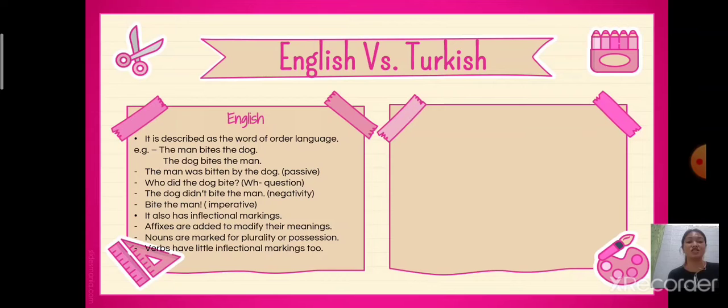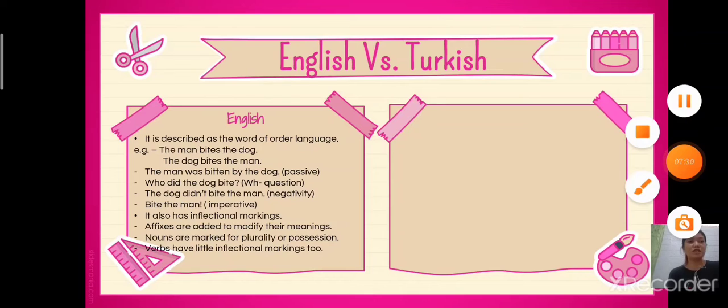So there is an inflectional marking with letter S at the end of every noun. Next is verbs. Also, we are going to have different tenses like the past tense, present tense, and future tense, where some inflectional markings are added at the end of the verbs to specify whether it is from the past, from the future, or from the present.